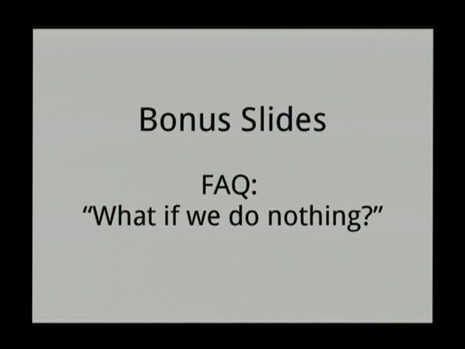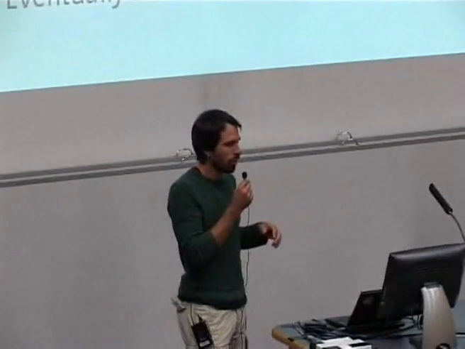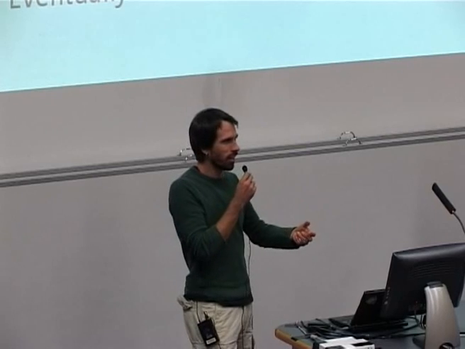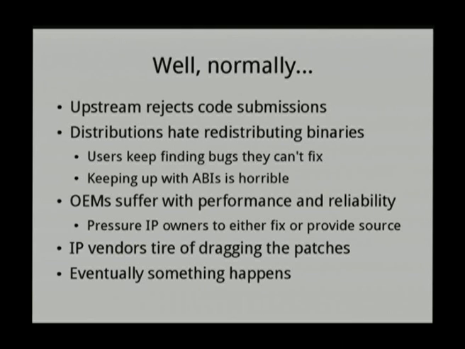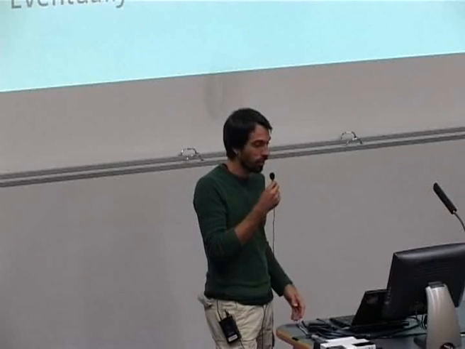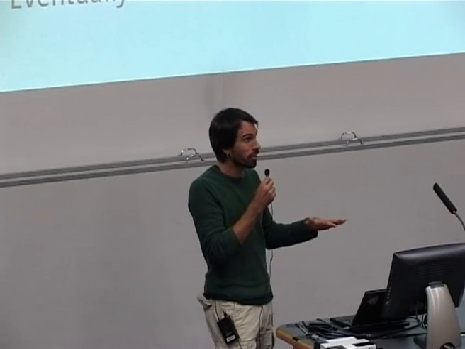So on this topic, I have some bonus slides, which are, what if we did nothing? We could do absolutely nothing in this area and just say this problem will solve itself. And maybe it will. But let me postulate what I think will happen. Normally somebody's trying to use this binary thing, and it requires a kernel shim, and they provide this patch that will talk to it. And upstream says, oh, this is rubbish, go back home, this is horrible code, I'm not going to take it. It only talks to this binary that you're providing anyway. So normally the upstream will reject the code submission.